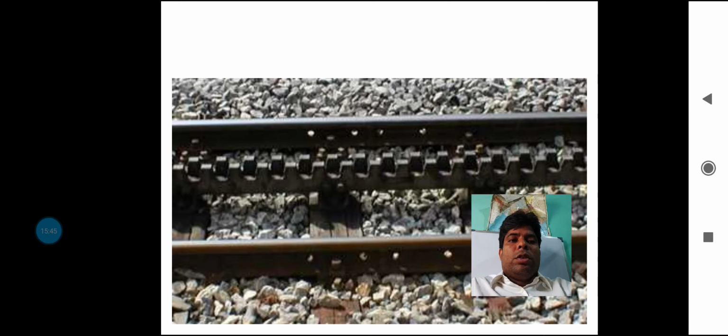And in this figure, we can see an actual practical example. This is actually the figure of a railway track, where in some cases we can use the rack and pinion.